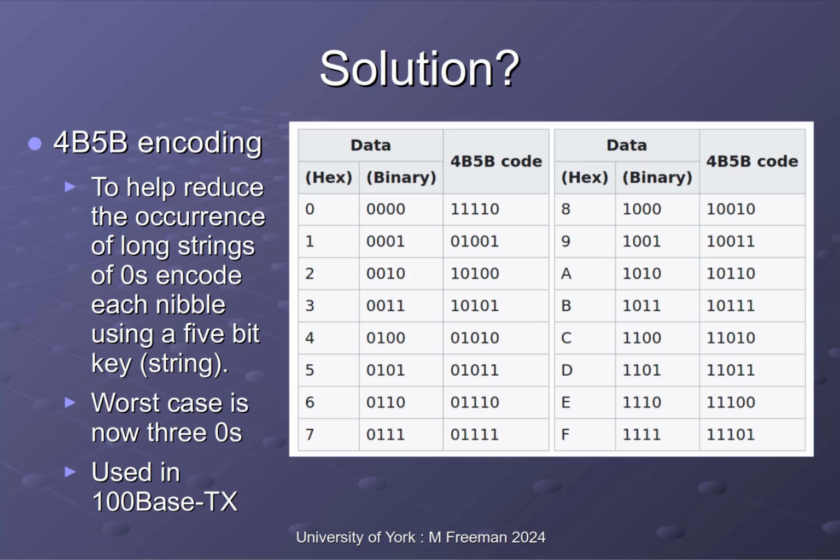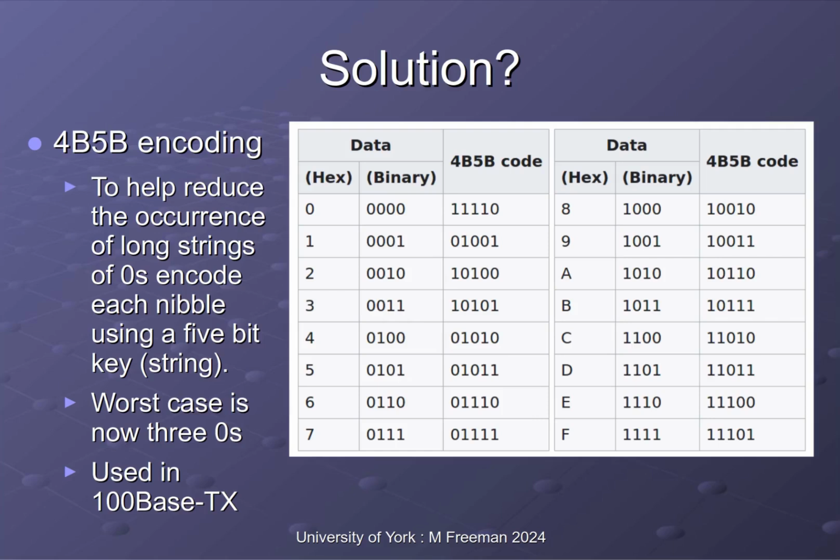So rather than transmitting the actual data values, we break those data values up into 4-bit chunks and transmit a 5-bit representation. And that 5-bit representation has been chosen such that the worst case continuous string of zeros is limited to 3 zeros in a row. Obviously, we don't care about ones, as that will generate a changing signal on the wire. It's only the strings of zeros that we're trying to replace here.